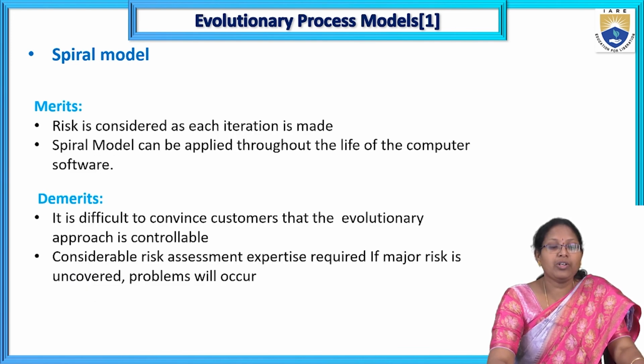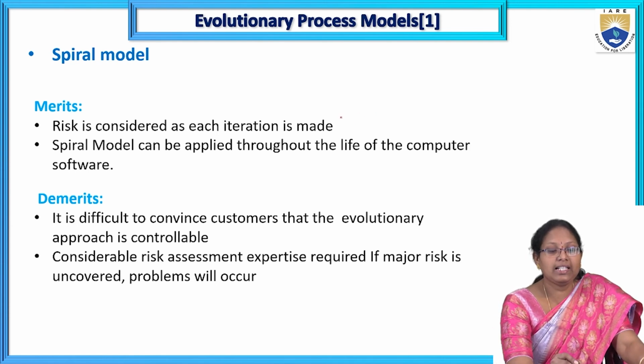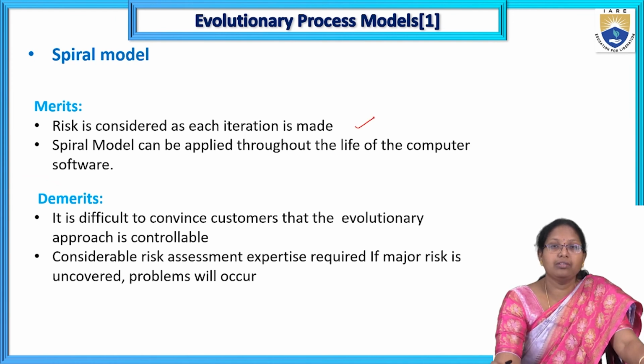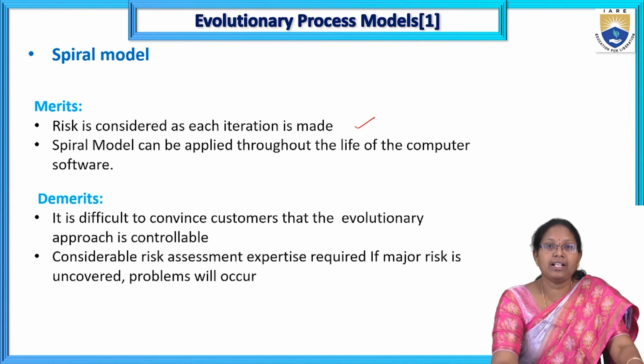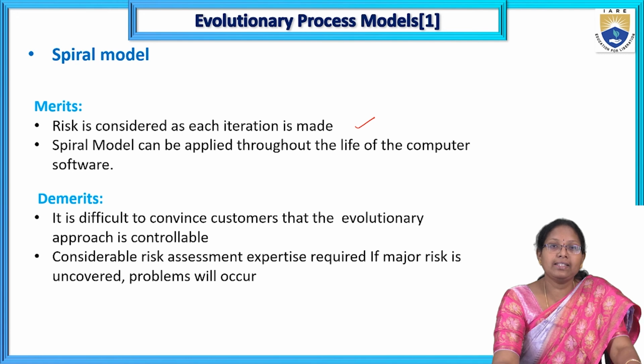So the spiral model also has merits and demerits. The merits are: risk is considered as each iteration is made. At each iteration, risks are there. As well as, the spiral model can be applied throughout the life of the computer software. Those are the merits of the spiral model.